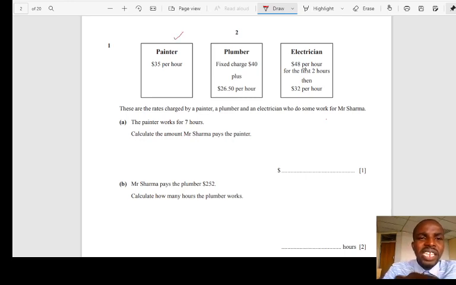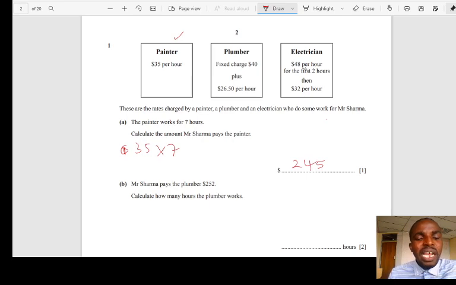Check. The painter is here. He was paid 35 per hour and he worked for 7 hours. So the total amount paid is the amount per hour times the hours worked, which is 35 per hour times 7 hours worked. Then you can use your calculator. 35 times 7, what will you get? $245. So that's the amount the painter was paid.